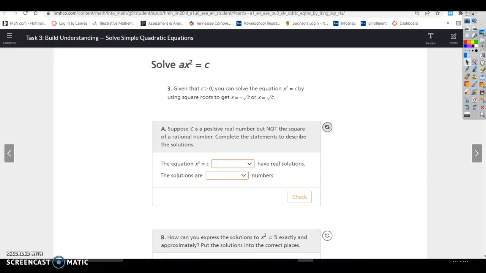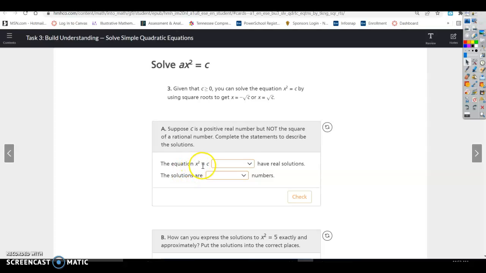Lesson 18.1, task 3. Solve ax squared equals c. Given that c is greater than or equal to 0, you can solve the equation x squared equals c by using square roots to get x equals negative square root of c or x equals positive square root of c. Suppose c is a positive real number but not the square root of a rational number. Complete the statements to describe the solutions.